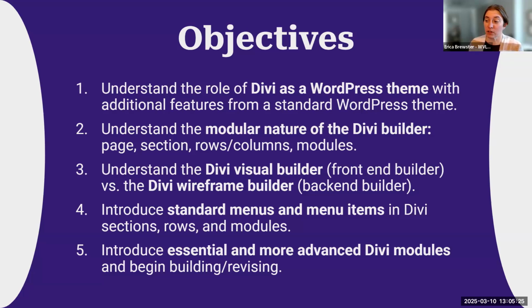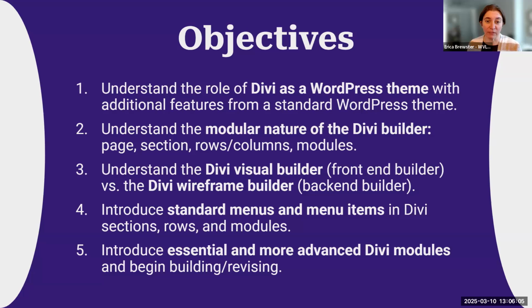We want to walk out of here understanding the modular nature of the Divi builder, how pages relate to sections, relate to rows and columns and modules, and how Divi is very box-like in its structure on the back end. And that leads into understanding the Divi visual builder, which we may refer to as the front end builder, versus the Divi wireframe or the back end builder, where you're not going to see the content of your modules and your sections and your rows. You're going to see the underlying skeletal structure of the web page.